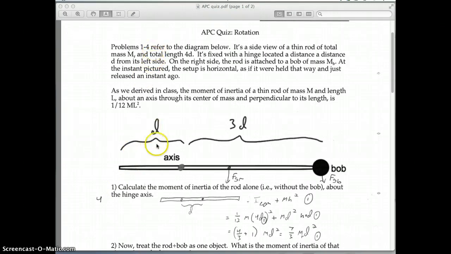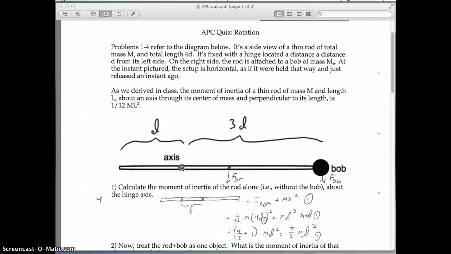Okay, so the setup of this problem is that there was a long, thin rod that had mass, and it was fixed about an axis that's a quarter of the length down the rod. The total length of the rod is 4d, and so d is the distance from the left side to the axis, and then 3d is from the axis to the right side. Also on the right side is a bob of mass mb, mass of the bob. So it's like there are two different objects, a rod with a bob stuck on it, and the system is free to rotate about this axis.